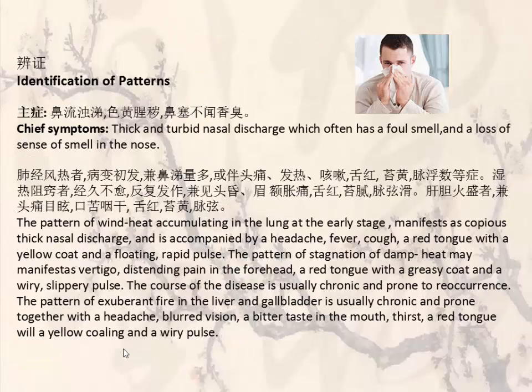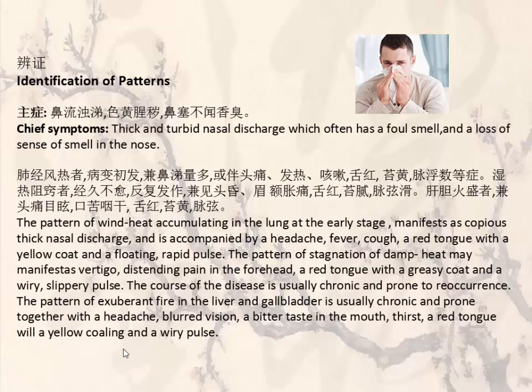Okay, major patterns: thick, turbid nasal discharge, that's what I'm describing, usually yellow, often with the foul smell. Usually the heat type tends to be more foul smell, often with loss of sense of smell, is usually wind heat accumulating in the lung at an early stage. Copious. We may have the exterior symptoms: headache, fever, cough, red tongue, yellow coat, floating, rapid pulse. Any questions on that? Typical wind heat symptoms with nasal obstruction. All right.